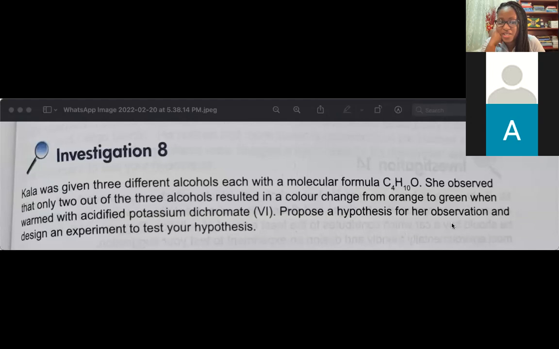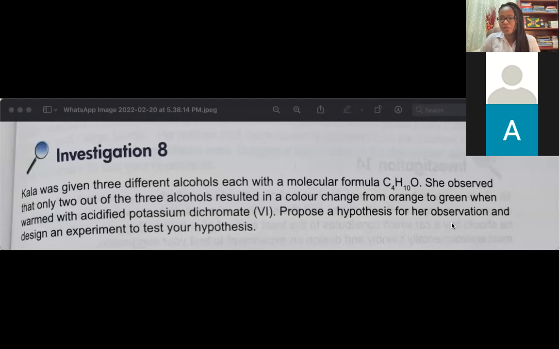Kayla was given 3 different alcohols. They have the molecular formula C4H10O, right? So what might that be? Because they have the same molecular formula. So right away, what are they? They're all alcohols. So they all have the same functional group. But they're different in there.